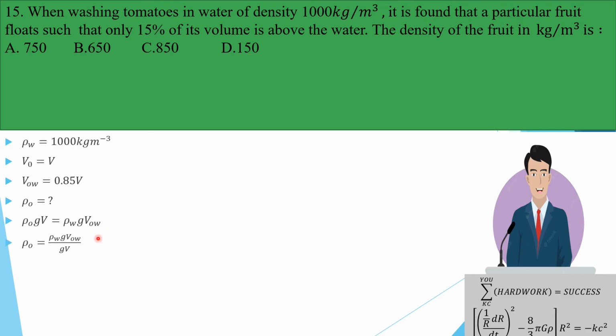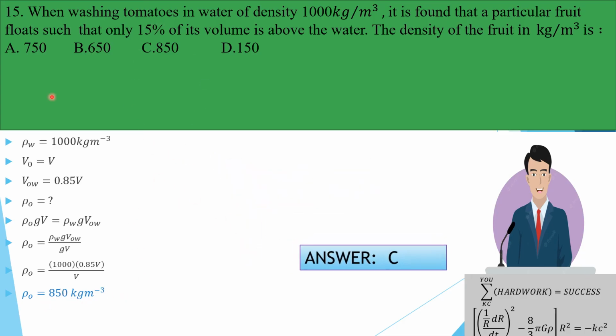So we'll go ahead and first make rho O the subject, because we are looking for the density of the object. In place of rho W, which is the density of water, we put 1000 kilogram per meter cube. This g cancels with this g, then V. The volume of the object within water is 0.85 V, all over V. So our density is 850 kilogram per meter cube. So our answer is C.